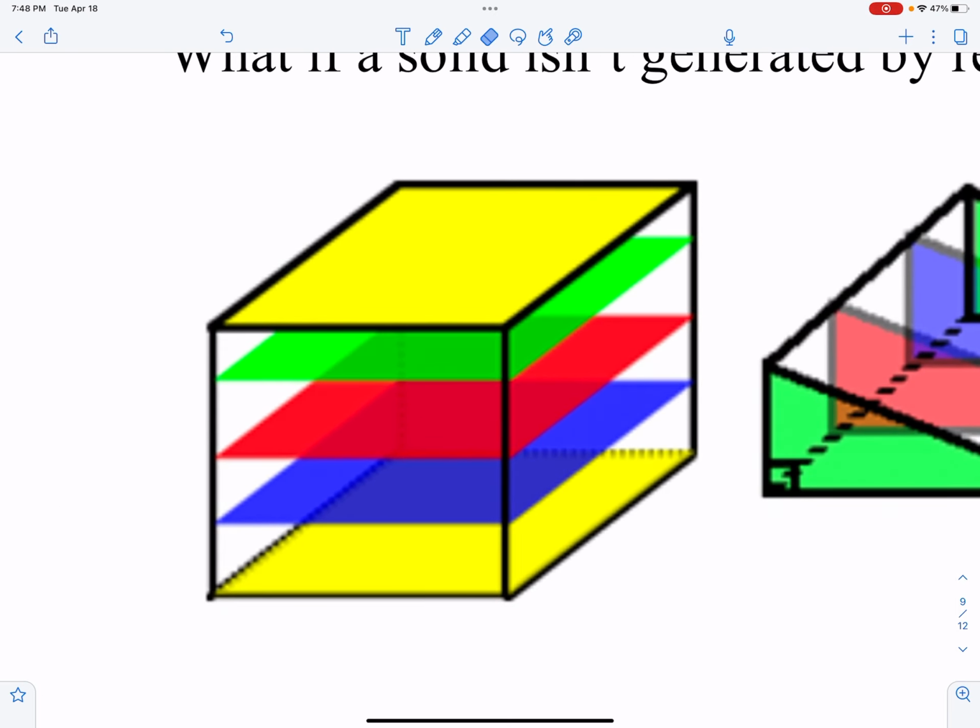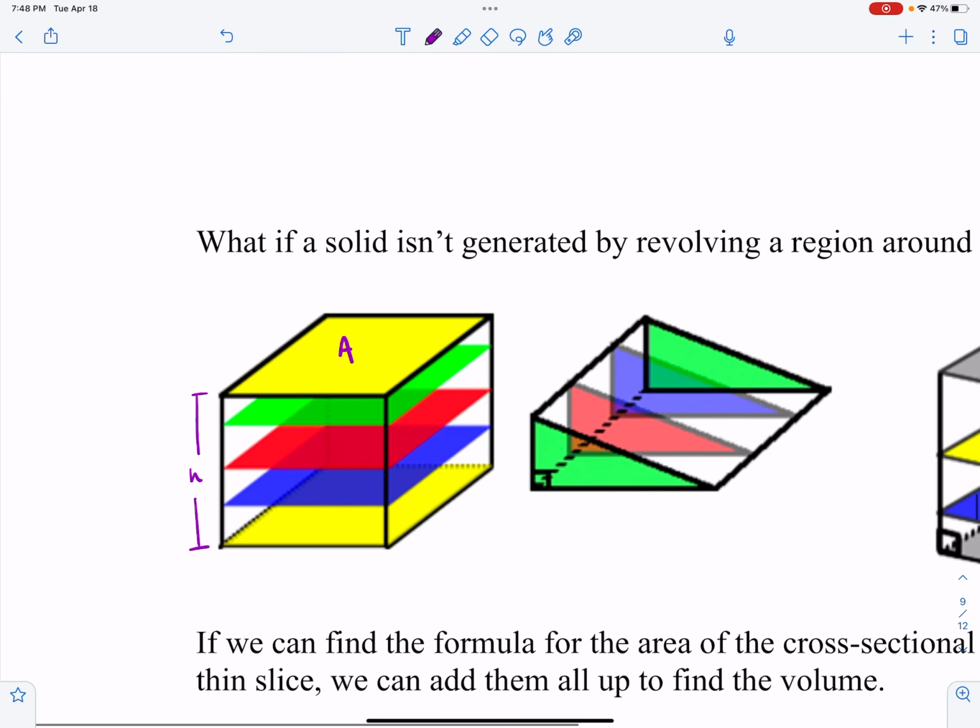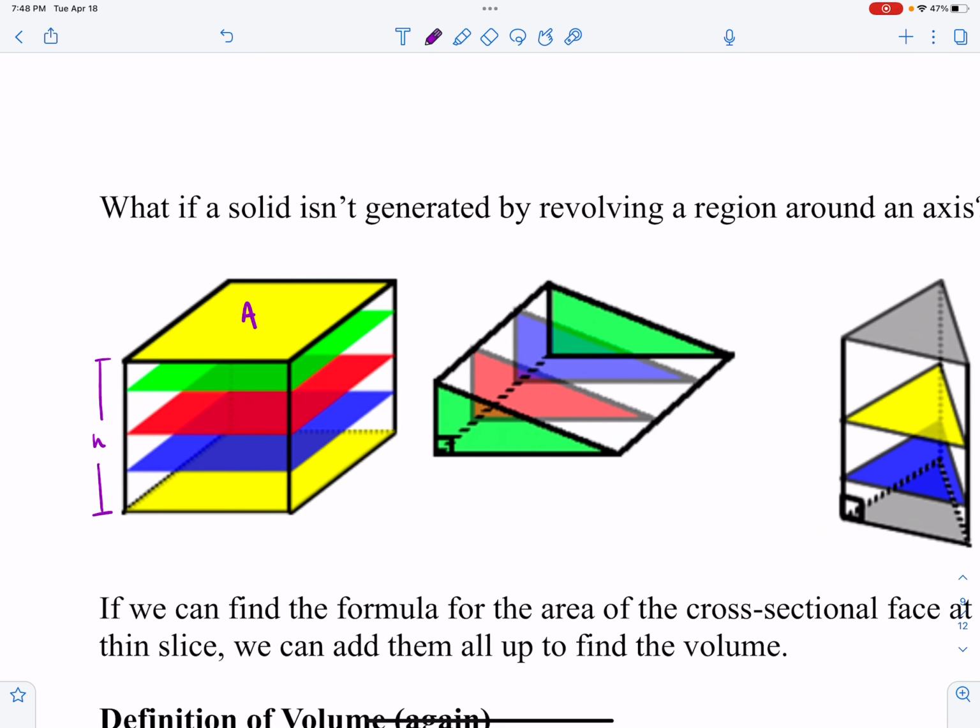And we talked about where if you know how to calculate the area of each cross section, then you just end up multiplying by whatever the height is here. Okay, but it gets a little bit tricky and we end up needing calculus if the area of each cross section is not the same.